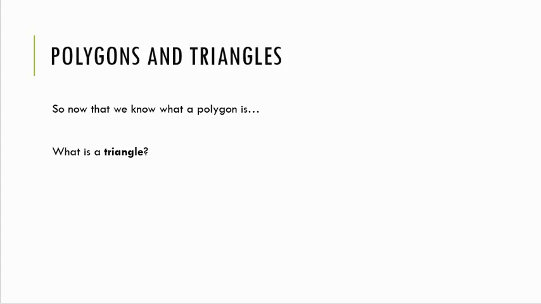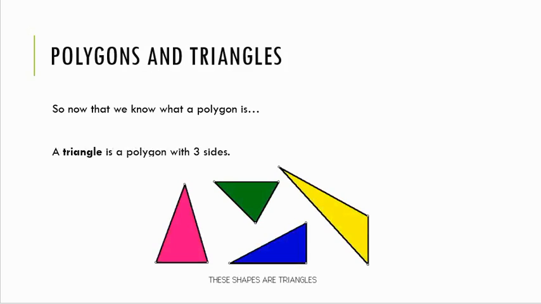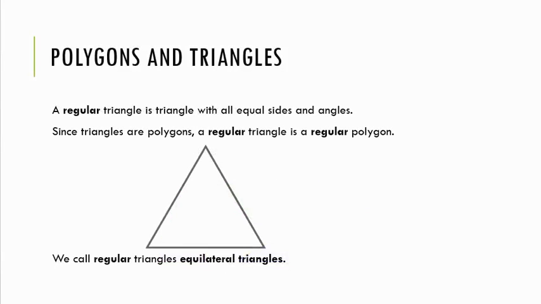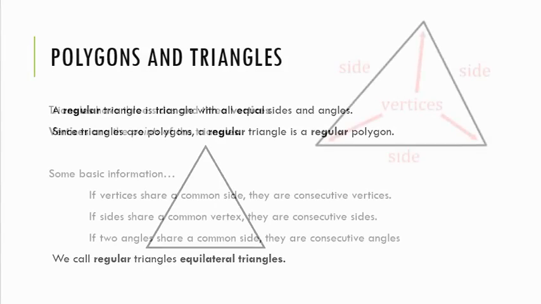So now that we know what a polygon is, what is a triangle? A triangle can be simply defined as a polygon with three sides. A regular triangle is a triangle with all equal sides and equal angles. Just like we said, a regular polygon has all equal sides and all equal angles. Well, a regular triangle is a regular three-sided polygon. That has a special name. It's called an equilateral triangle, and we'll get into that later.